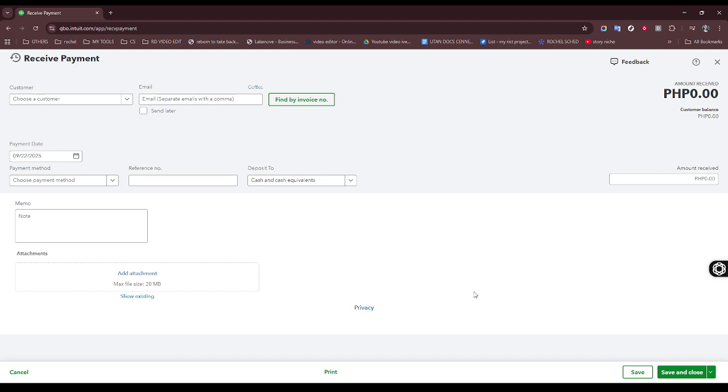Now let's talk about the importance of categorizing each transaction. Proper categorization plays a significant role in ensuring accurate financial reporting and analysis. This means assigning each transaction to a specific category that accurately reflects its purpose, be it office supplies, travel expenses, or any other relevant category.